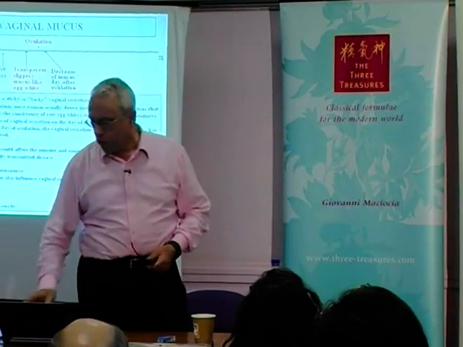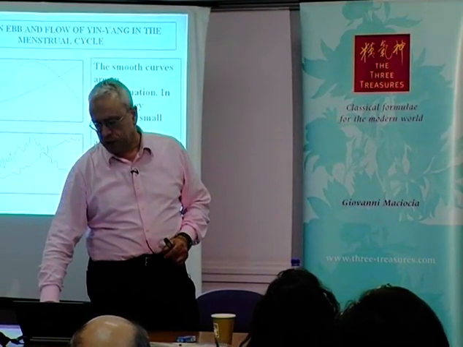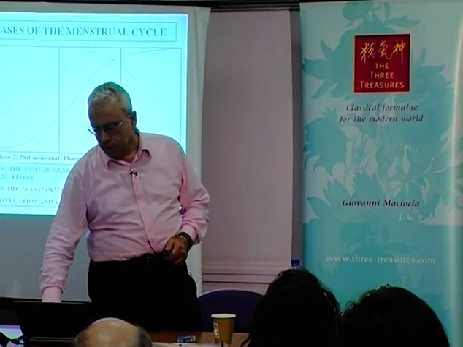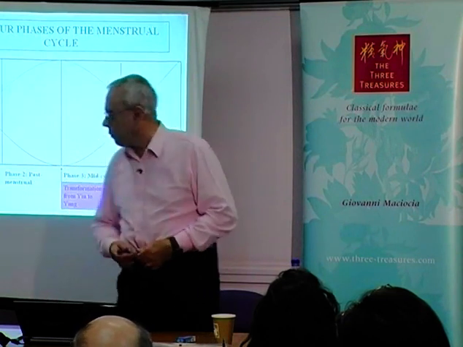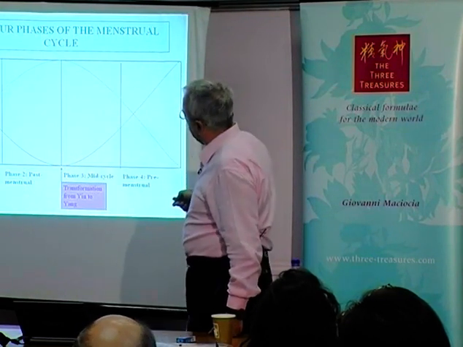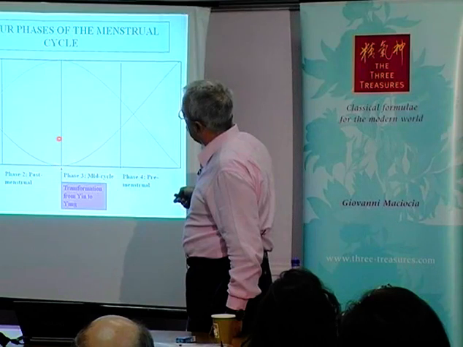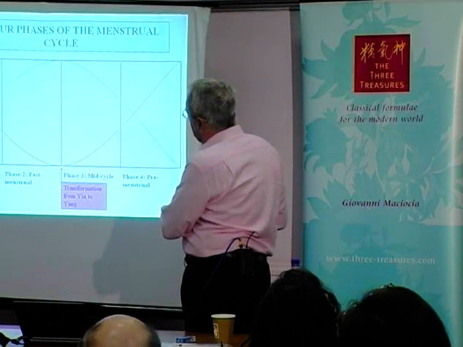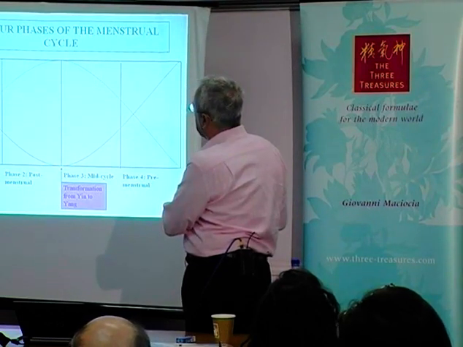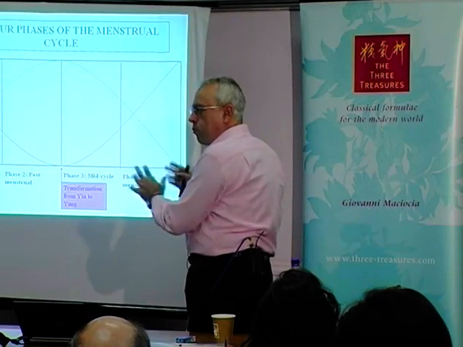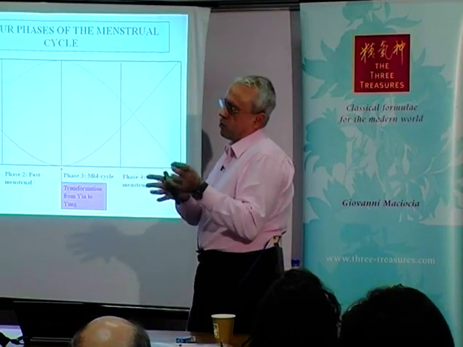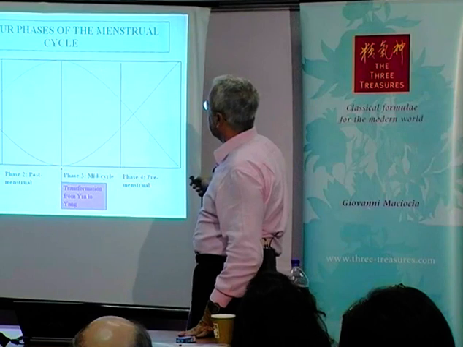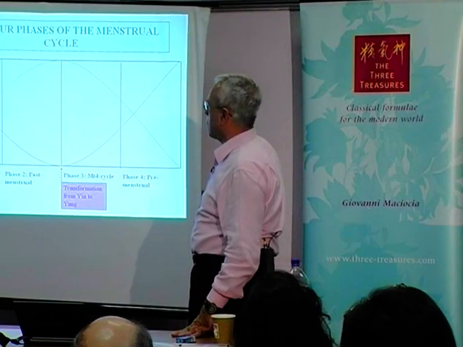In reality, within phase three, you could distinguish two phases. If you go back to that line, why two phases? Because here at the beginning of phase three, you have a sharp rise in yang. This line should start going up from there. Go up sharp, then ovulation occurs, and then it settles down a bit. So within phase three, you can distinguish two phases. One is the ovulation itself, and two is the post-ovulation phase. Okay, but it's not necessary to do that in terms of treatment.